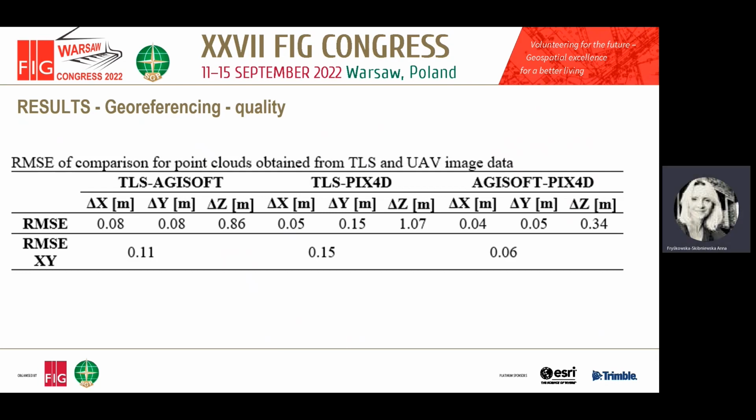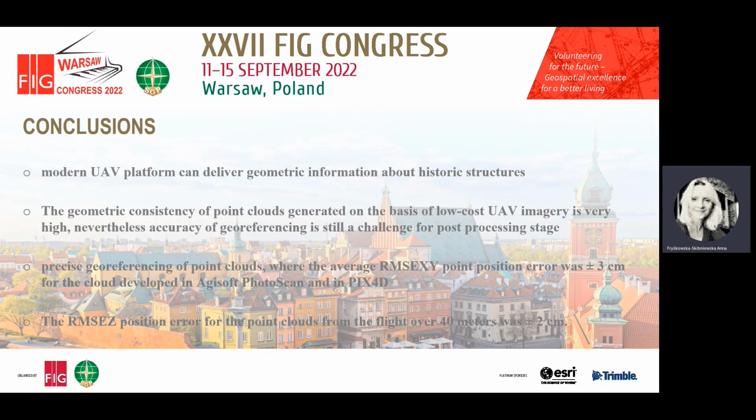The coordinates of the horizontal position are determined with an accuracy of about 11 centimeters and the height coordinates about almost 1 meter. On the basis of the conducted experiments, it was found that the modern UAV platform can deliver geometric information about historic structures, of course, with limited accuracy. The geometric consistency of point clouds generated on the basis of low-cost UAV imagery is very high. Nevertheless, the accuracy of the georeferencing is still a challenge for the post-processing stage.